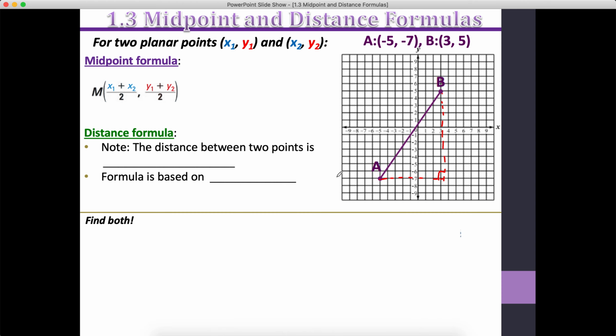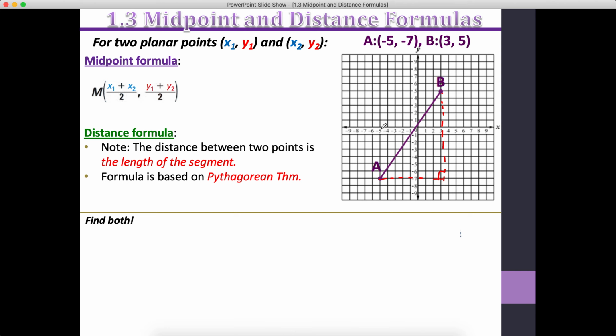Well, first of all, it is important to recognize that the distance between 2 points is the length of the segment. The distance from A to B is also the length of segment AB. So essentially, if I ask you for either of those things, I'm asking the same question. And it's also important to recognize that the formula is based on the Pythagorean theorem. So let's riff off that.